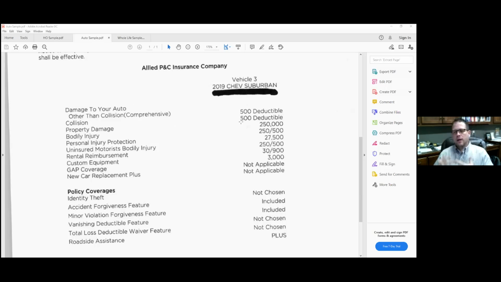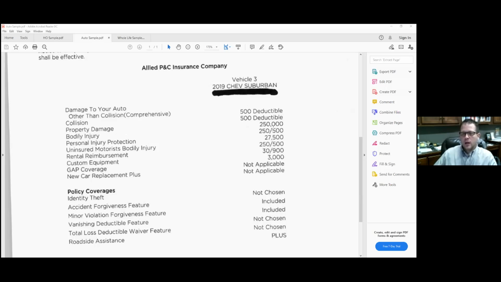So we've talked about covering your own vehicle. Now we want to talk about what happens if you cause an accident. You are found to be at fault in an accident. What type of response will your auto insurance policy provide to fix the damages, to fix the injuries of the person that you hit? The first bucket that's listed here is property damage. This is for property damage to others.